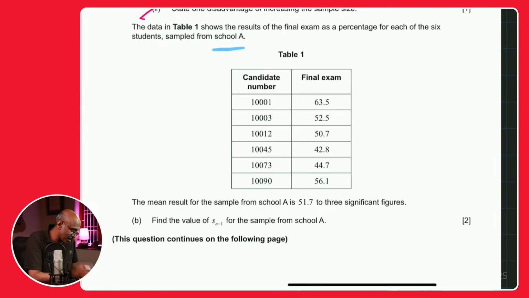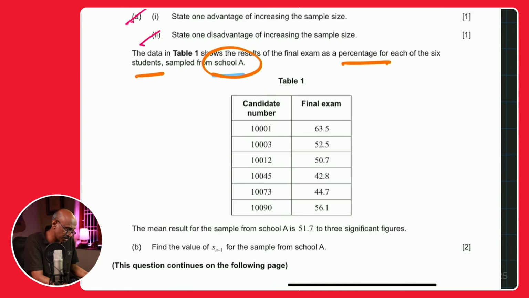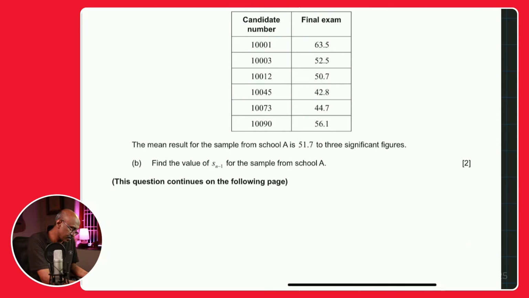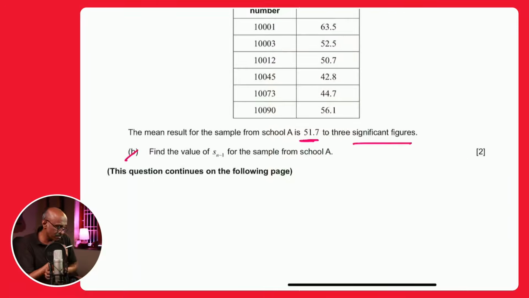All right, let's just jump to the next table now. The data in Table 1 shows the results of the final exam as a percentage for each of the 6 students sampled from school A. The mean result for the sample from school A is 51.723. So that's the mean of all these percentages. This is just the candidate number and the final exam percentage. Find the value of Sn minus 1 for the sample from school A.